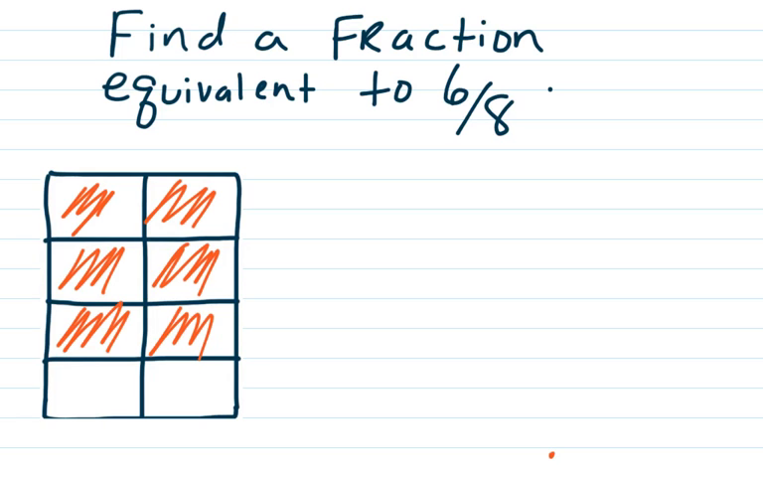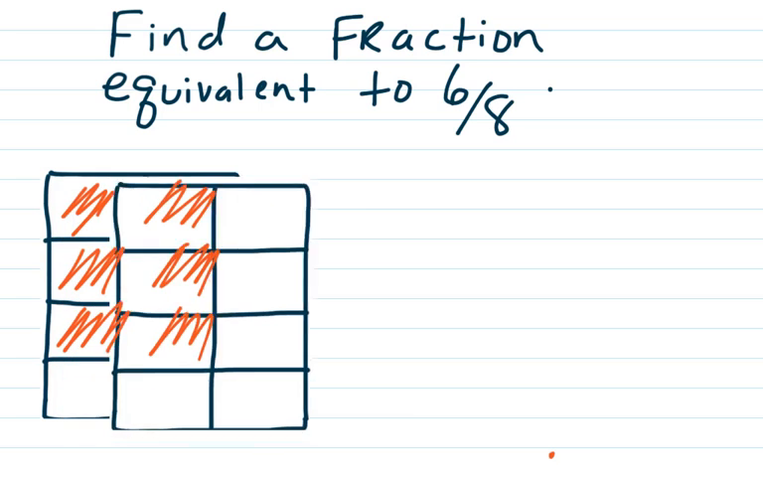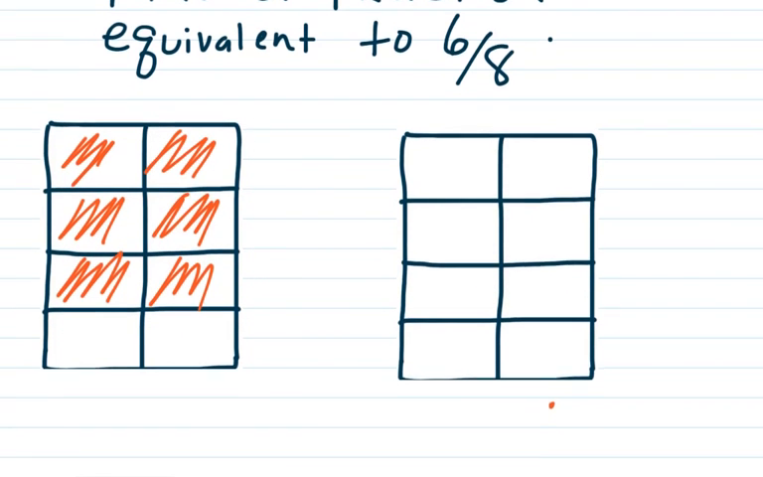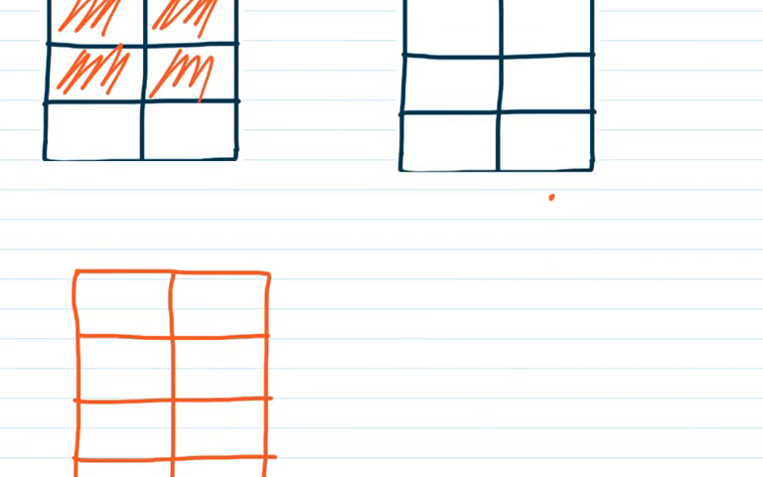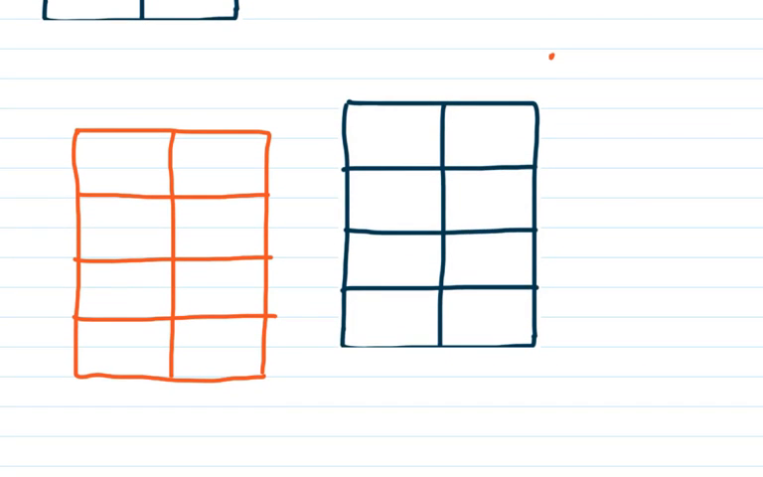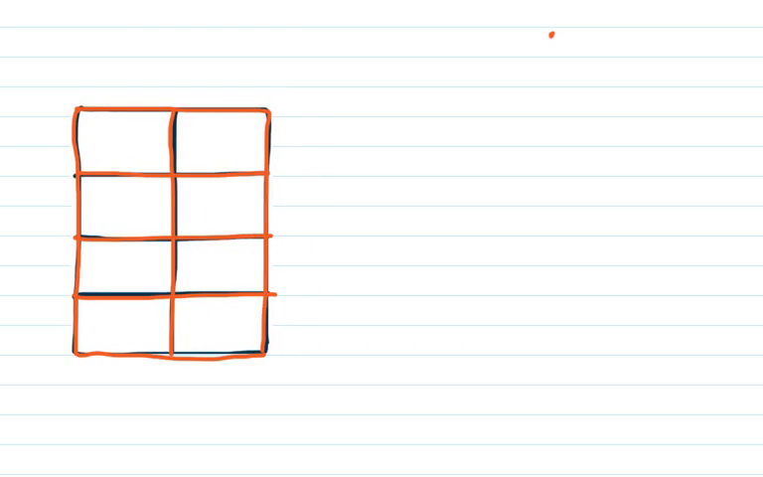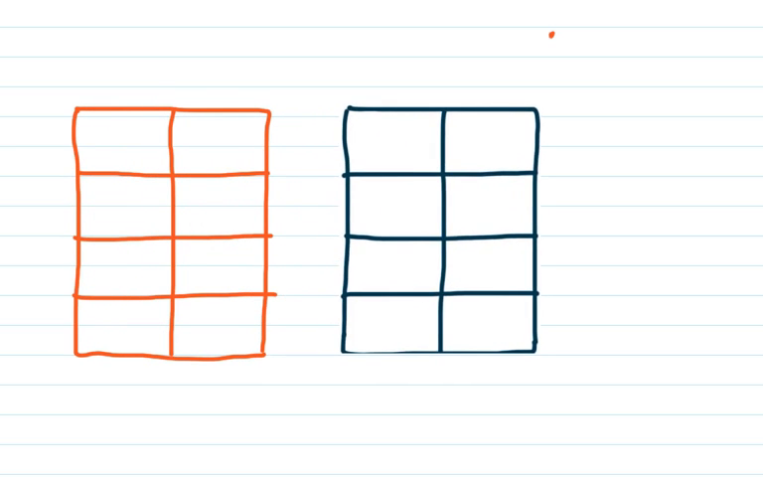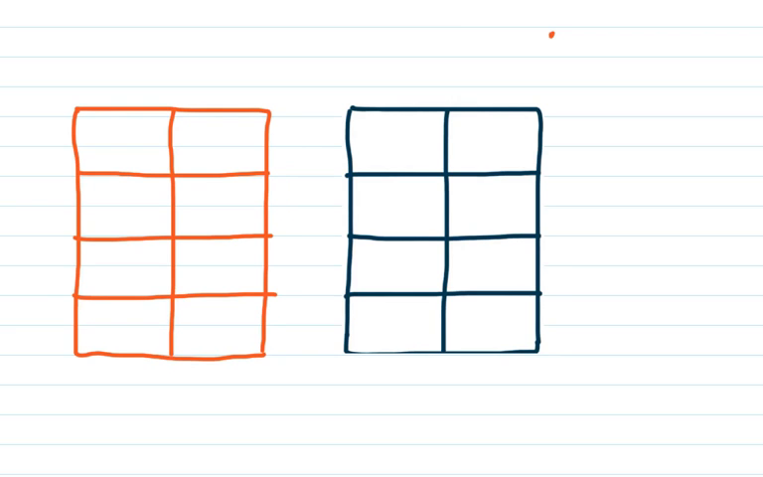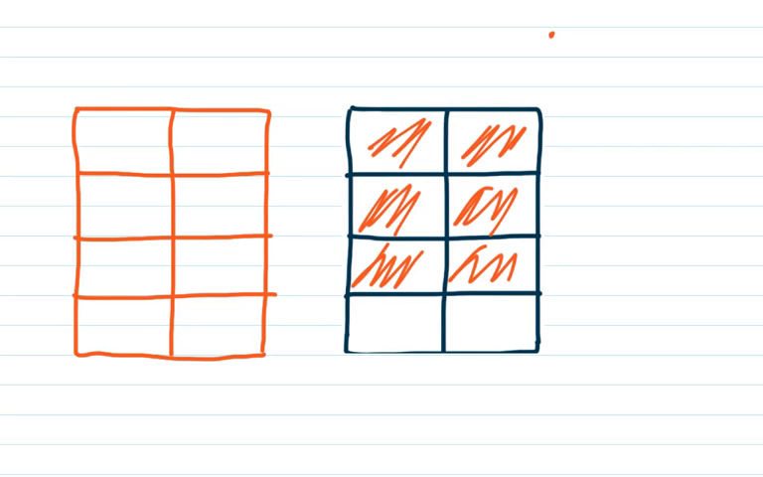So what I'm going to do is make another copy of my 8s. And I'm going to drag it down because I have something else already made. So as you can see, both of these are exactly the same size and shape. And again, I'm going to shade in those 6 pieces. 1, 2, 3, 4, 5, 6.